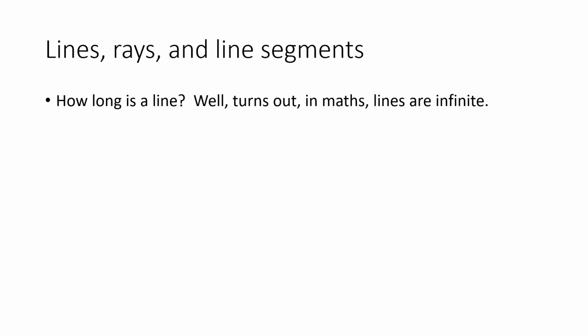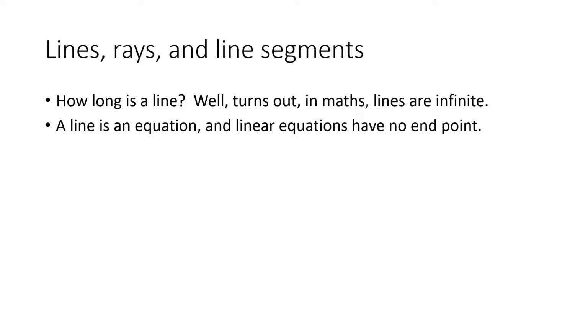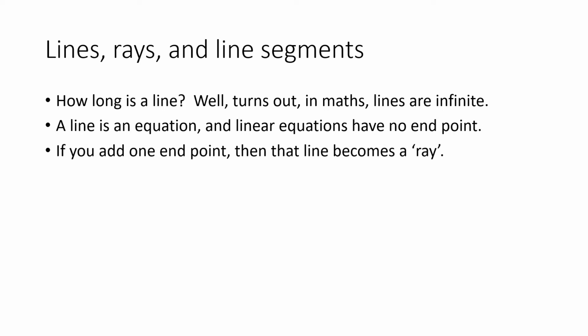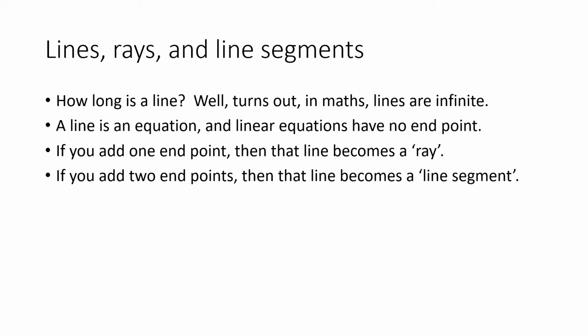Next, you can make lines, rays, and line segments. How long is a line? Well, it turns out in math, lines are infinite. So a line is actually an equation, and linear equations have no endpoint. You can use it to specify any position anywhere infinitely. But if you do put an endpoint on, then that line becomes a ray because it stops there. Or to think of it another way, it starts there and continues infinitely in the other direction. So it's like shining a ray of light from that source. But if you've got two endpoints, then what you end up with is a line segment that joins 2 points together.